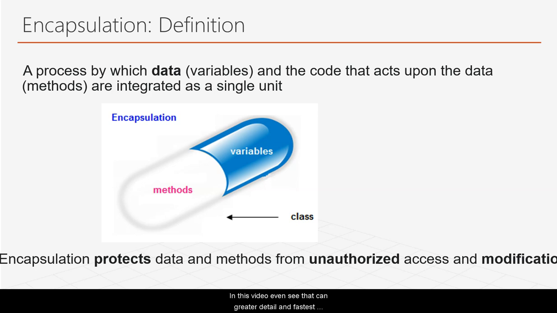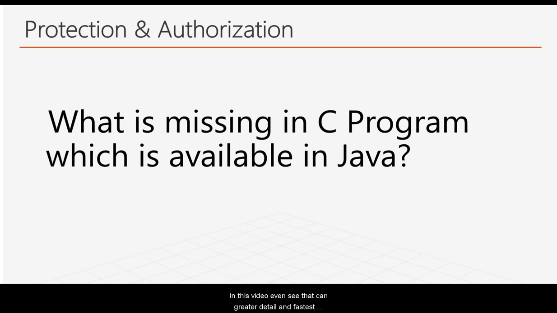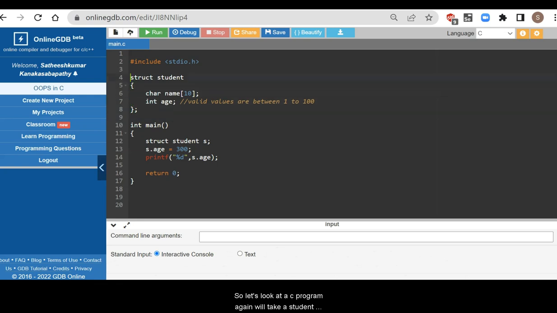In this video, we will see that in greater detail. And first, we'll see what is missing in a C program. How is Java enabling it? So first we have to understand what is missing in a C program. So let's look at a C program. Again, we'll take a student record here.